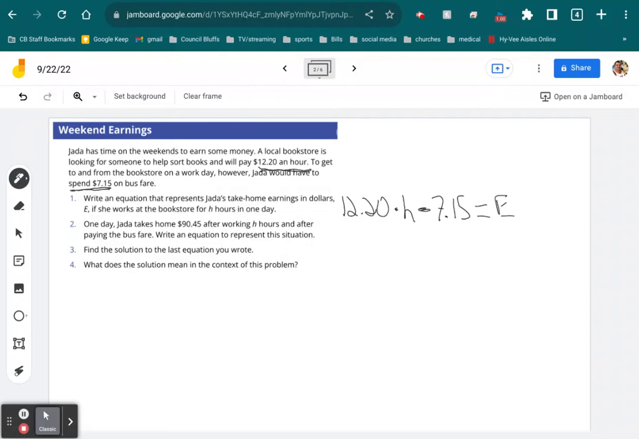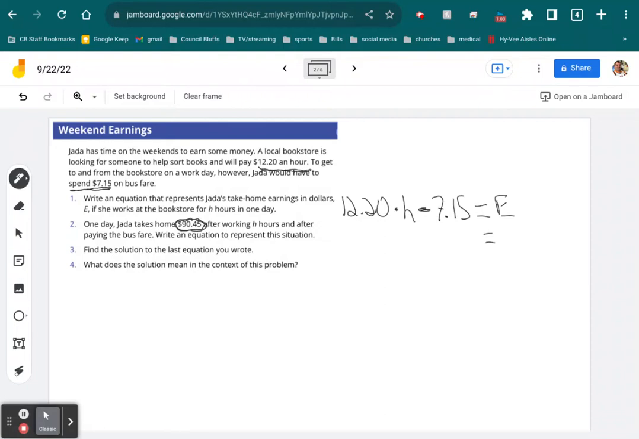Okay. One day, Jada takes home $90.45 after working 8 hours and after paying the bus fare. Write an equation to represent this situation. So in this situation, they're saying she takes home $90.45. The question is, am I going to plug that in for H or am I going to plug that in for E? I'm going to actually plug it in for E because it says that she took home that money after working and after paying the bus fare.